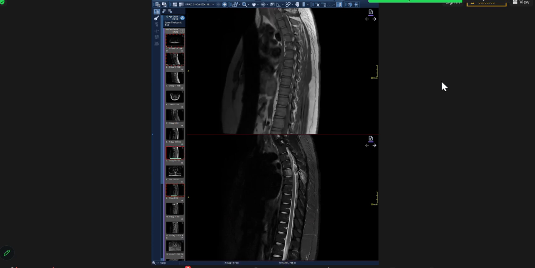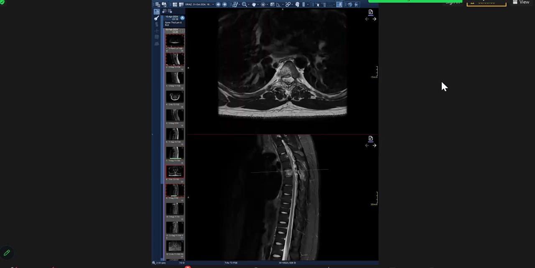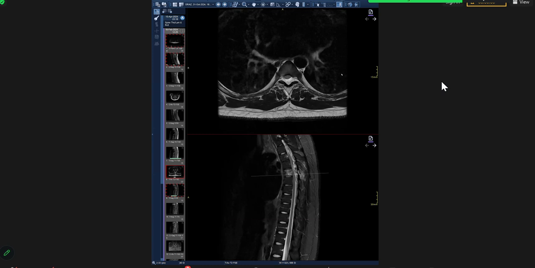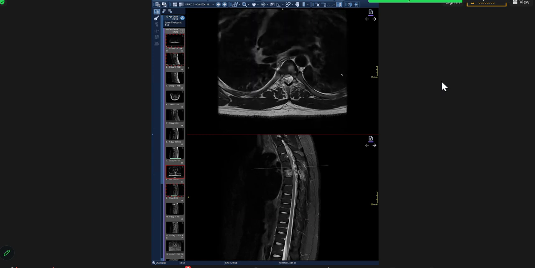I'm just going to give you the axial image. So this is the axial image for you. On the axial section, there is a hyperintense signal in the vertebral body and the pedicle and posteriorly as well. I cannot see any extension or erosion of the vertebral bodies or the spinous process.